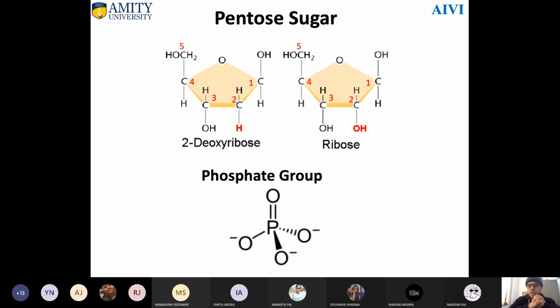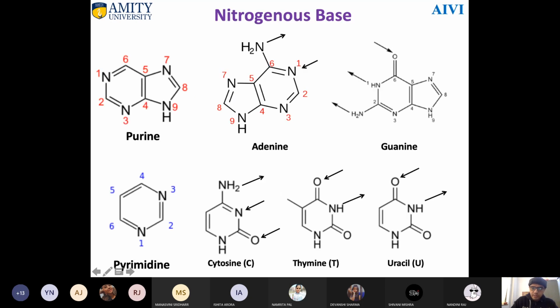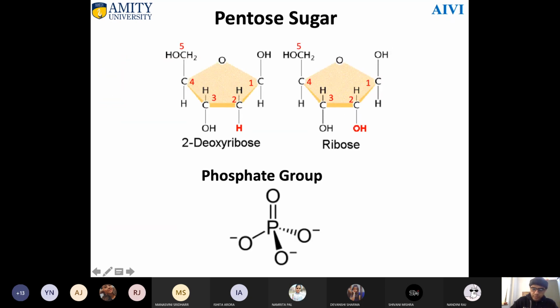What are the components? The sugar is one component. The second is the phosphate group. Two types of sugars are there, both pentose in nature: ribose and 2-deoxyribose. Ribose is part of RNA, deoxyribose is part of DNA. For the deoxy term, you can see at position 2 there's H, and here there's OH. This oxygen is removed, so we call it deoxy. Then there is the phosphate group.